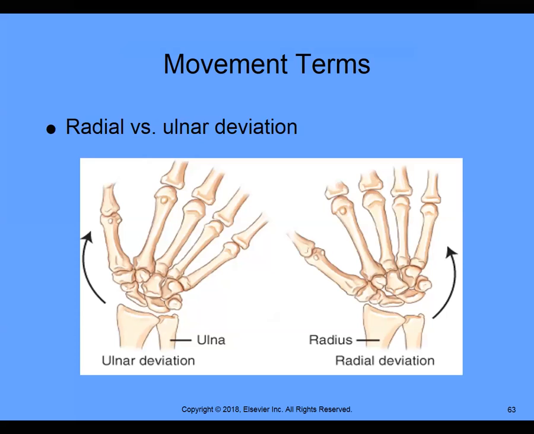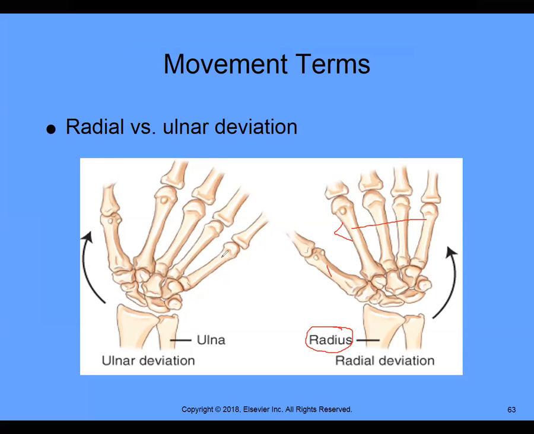Then you also have radial versus ulnar deviation. So if you place your hand flat on a surface and you move it towards the thumb, the first digit, that's called a radial deviation. And if you look at this picture closely, this is digit number 1, this is your thumb, which correlates to the radius. So when your hand is moving this way, we call that radial deviation.